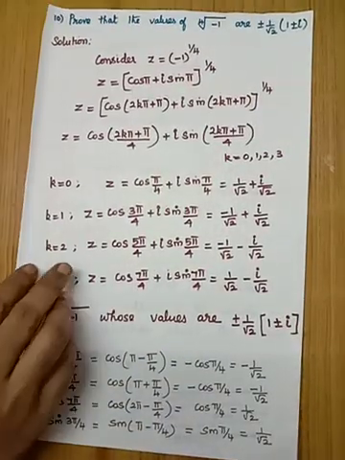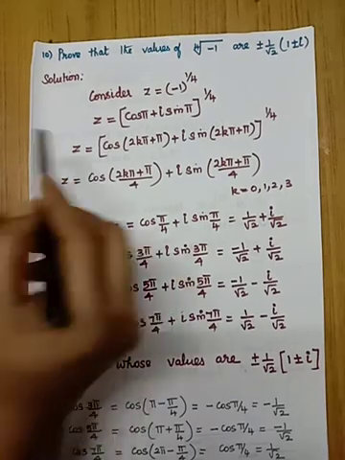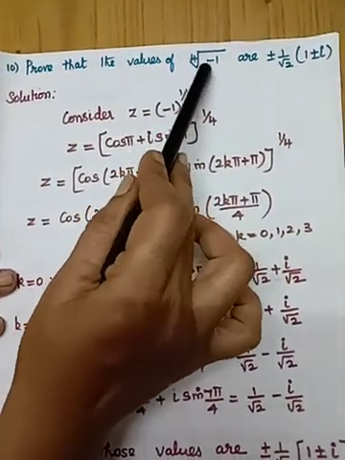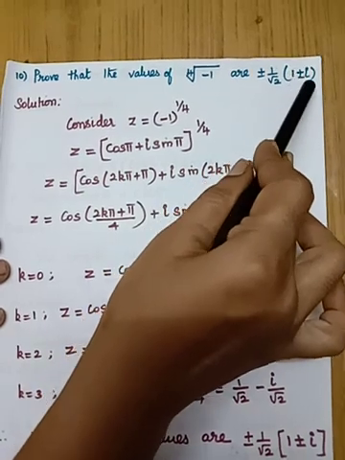Next one, 10th problem. Prove that the values of the fourth root of minus 1 are plus or minus 1 by root 2 into 1 plus or minus i.